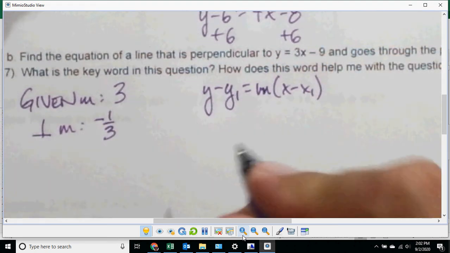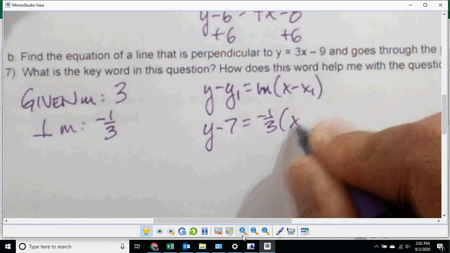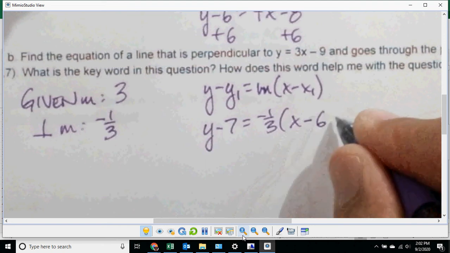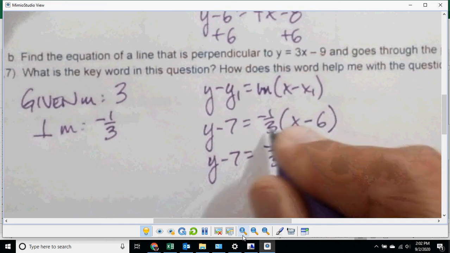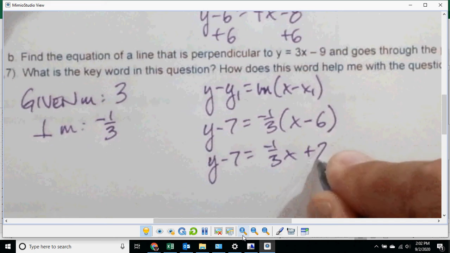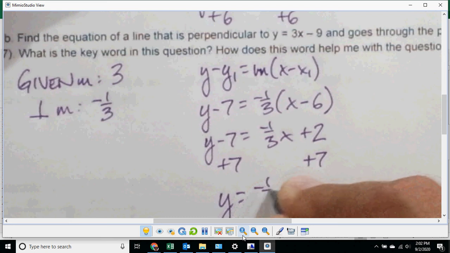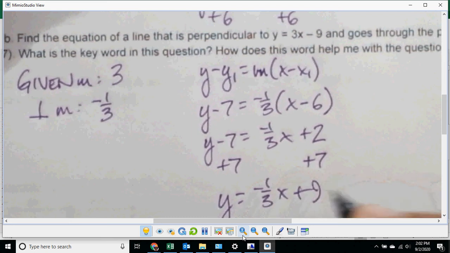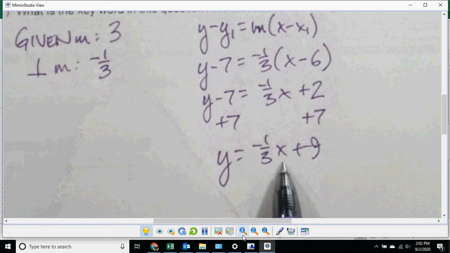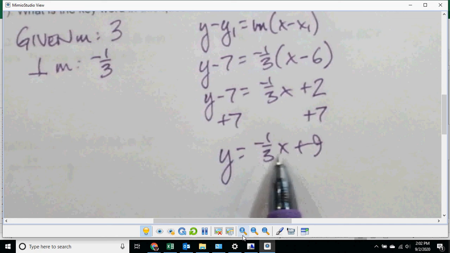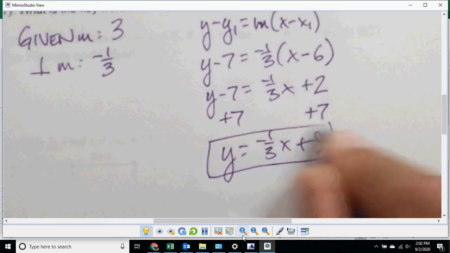And I've got the point 6, 7. So y minus 7 equals negative 1/3 times x minus 6. So y minus 7 equals negative 1/3 x. Negative 1/3 times negative 6 is positive 2. So add 7. So y equals negative 1/3 x plus 9. All right. Pretty sure about my slope. It should be negative 1/3. If I plug in x equals 6, 6 times negative 1/3 is negative 2. Negative 2 plus 9 is 7. So there it is. Booyah.